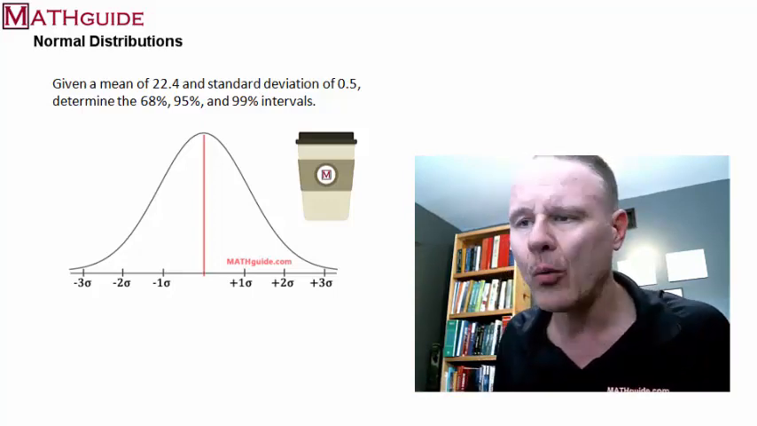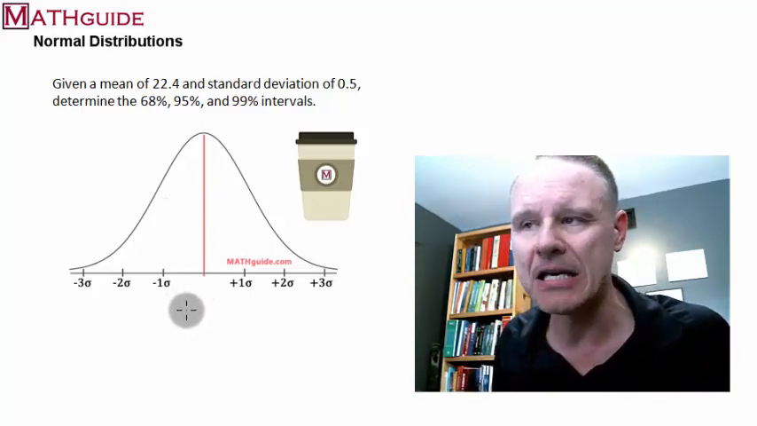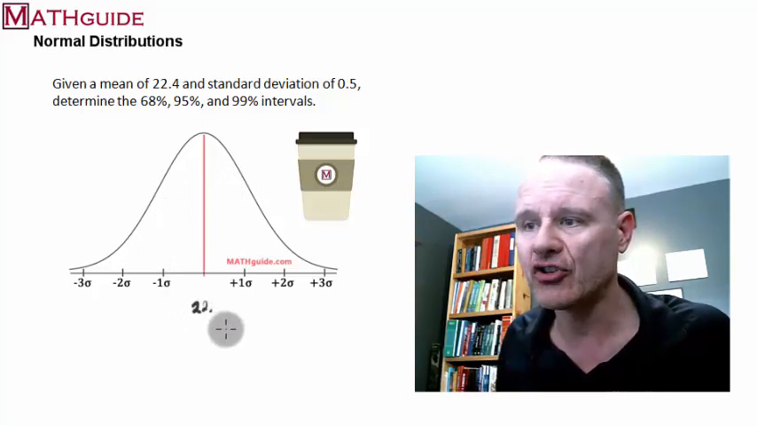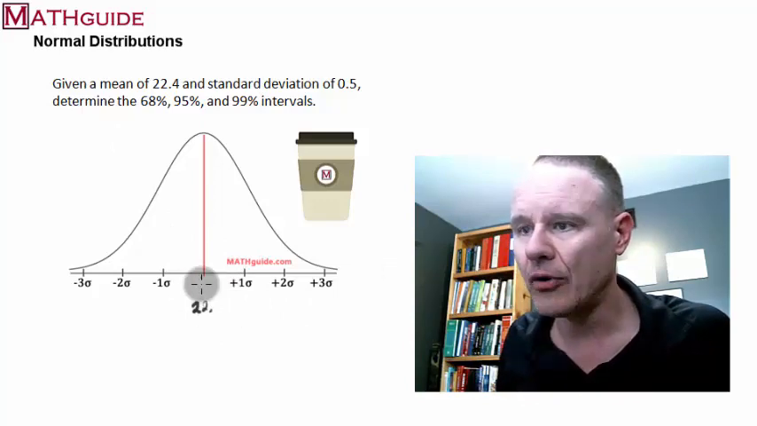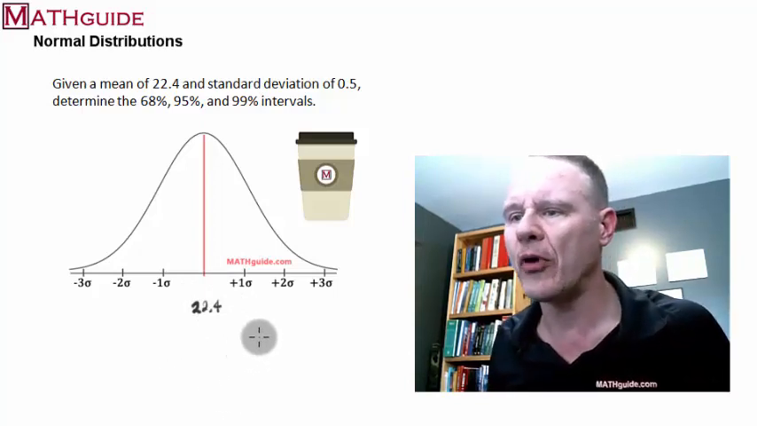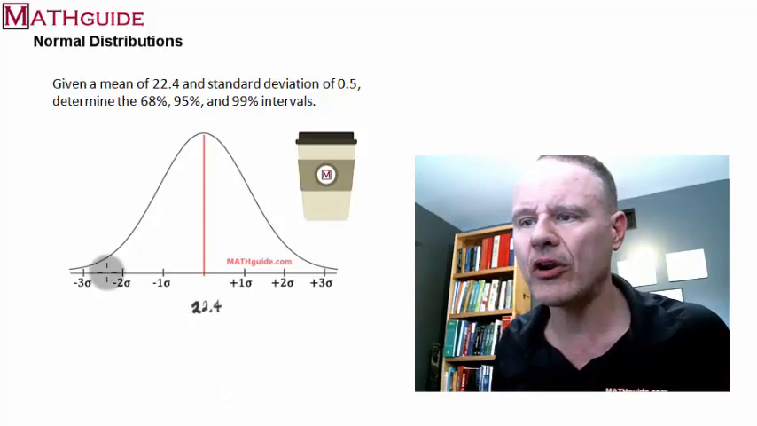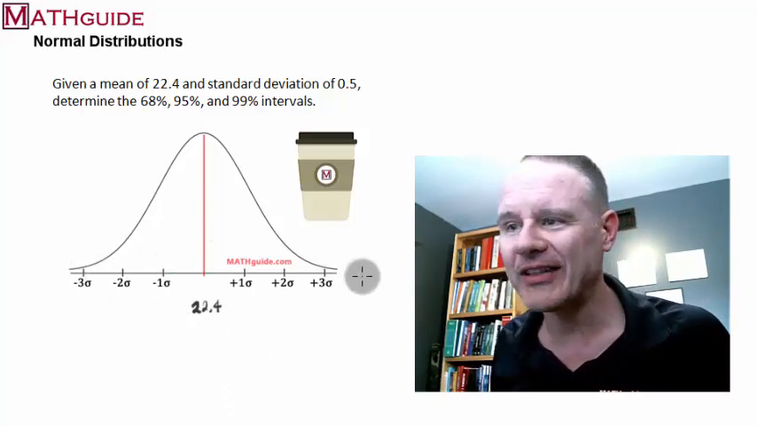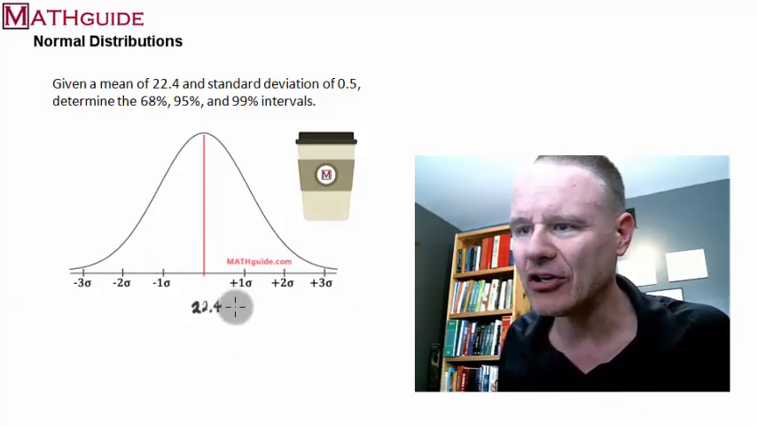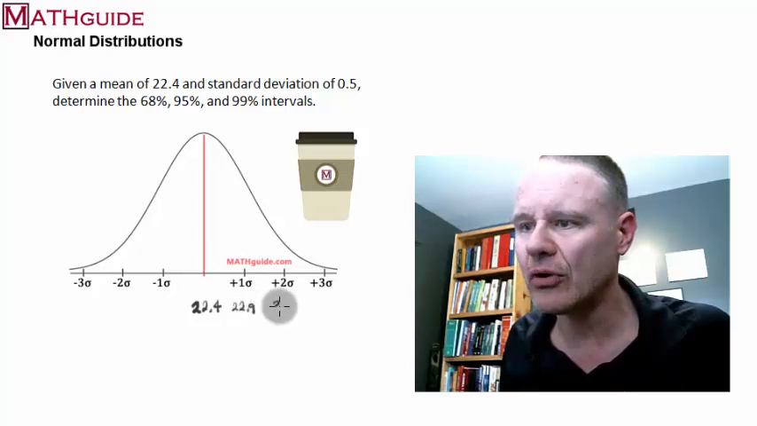All right, first of all, what you do when you're given this problem, you put the mean right at the center of the bell curve. So I'm putting the 22.4, assuming it's ounces for coffee. Now what we're going to do is put all of these standard deviations. So I'm going to add 0.5 to the right. So that would be 22.9. And then I'm going to add another 0.5. That's going to be 23.